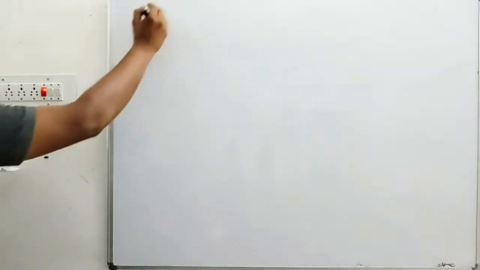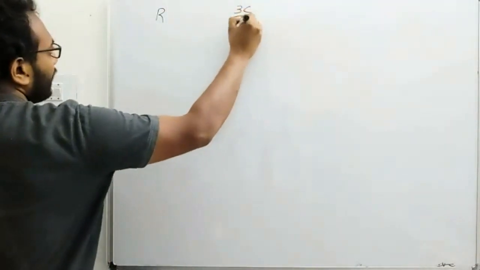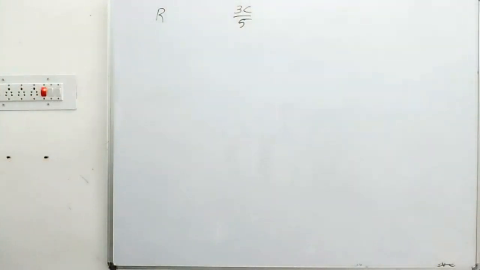Next question. This was asked in a previous NET exam. I don't remember which year, but this was asked. A circle of radius r is moved parallel to its surface with speed 3c divided by 5, because of which it takes the shape of an ellipse. Find the semi-major and semi-minor axis of the ellipse and the area.